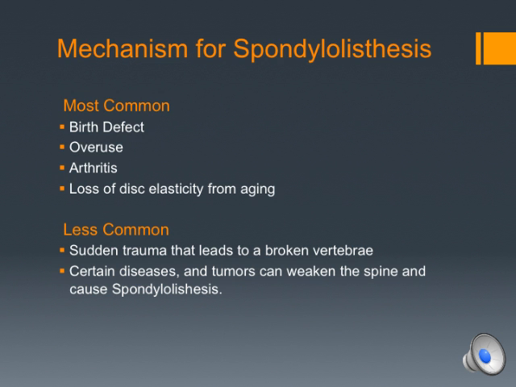Mechanisms for spondylolisthesis, the most common is going to be birth defect, overuse, arthritis in older generations, and loss of disc elasticity from aging. Less common causes of spondylolisthesis is going to be sudden trauma that leads to a broken vertebrae. You might see this in sports or even a car accident. Certain diseases and tumors can also weaken the spine and cause spondylolisthesis.